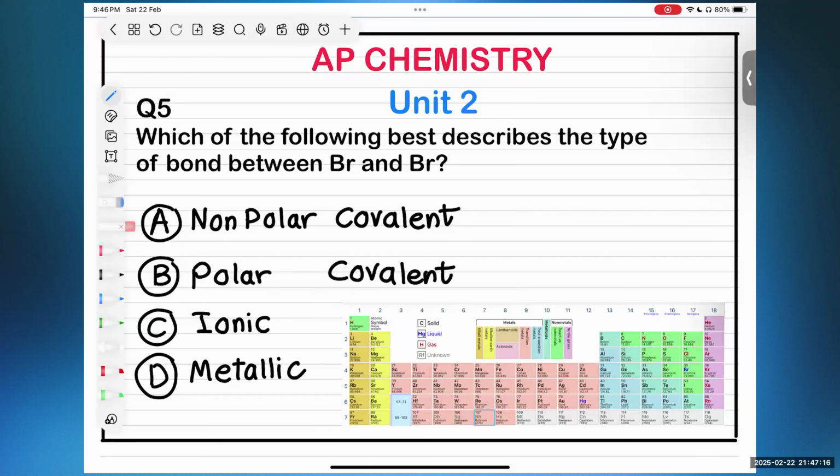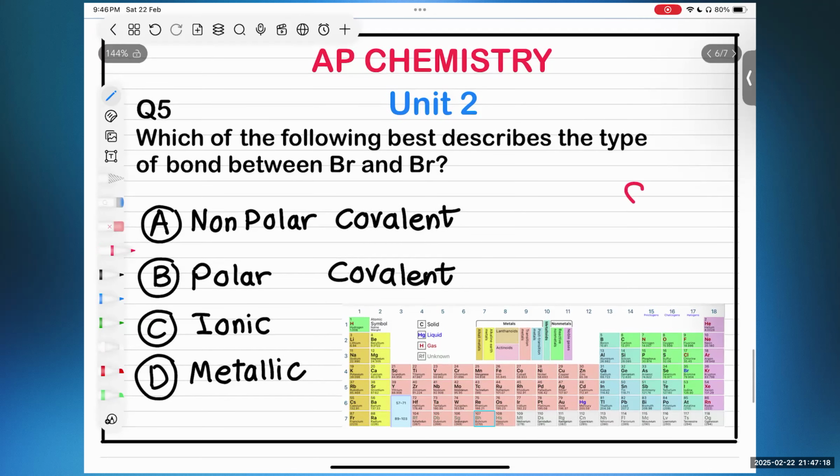In question number 5, which of the following best describes the bond between Br and Br? Two friends together, Br and Br. Do you think there will be a fight between them? Do they fight for the electrons? No. That's why the covalent bond still is there. It's a non-metal and non-metal, but it's not ionic and it's not metallic.